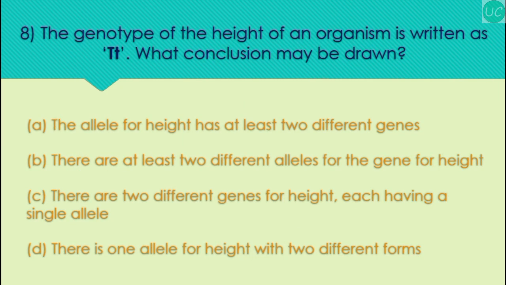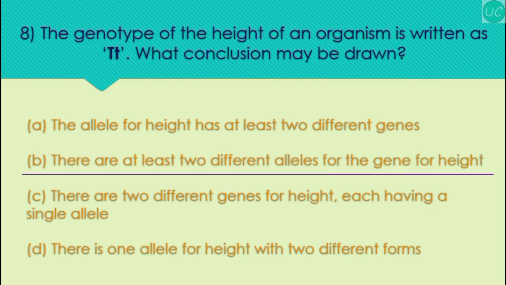Okay, our next question is the genotype of the height of an organism is written as capital T small t, that is dominant allele is represented by capital T and recessive allele is represented by small t. What conclusion may be drawn? So option A, the allele for height has at least two different genes. So this is wrong. It's not two different genes. It is two different alleles. B, there are at least two different alleles for the gene for height.